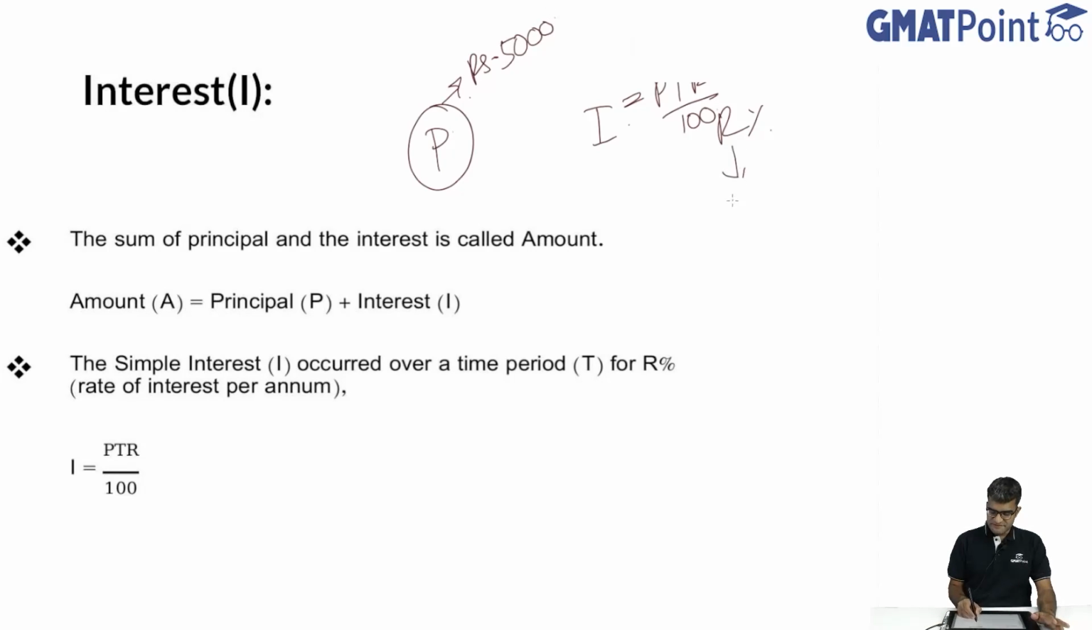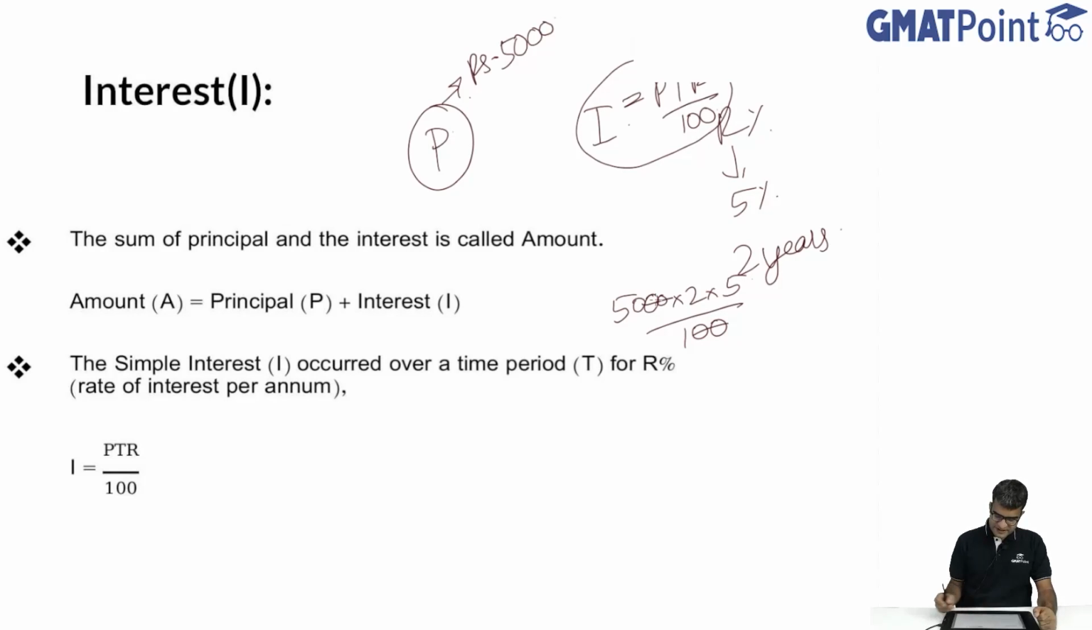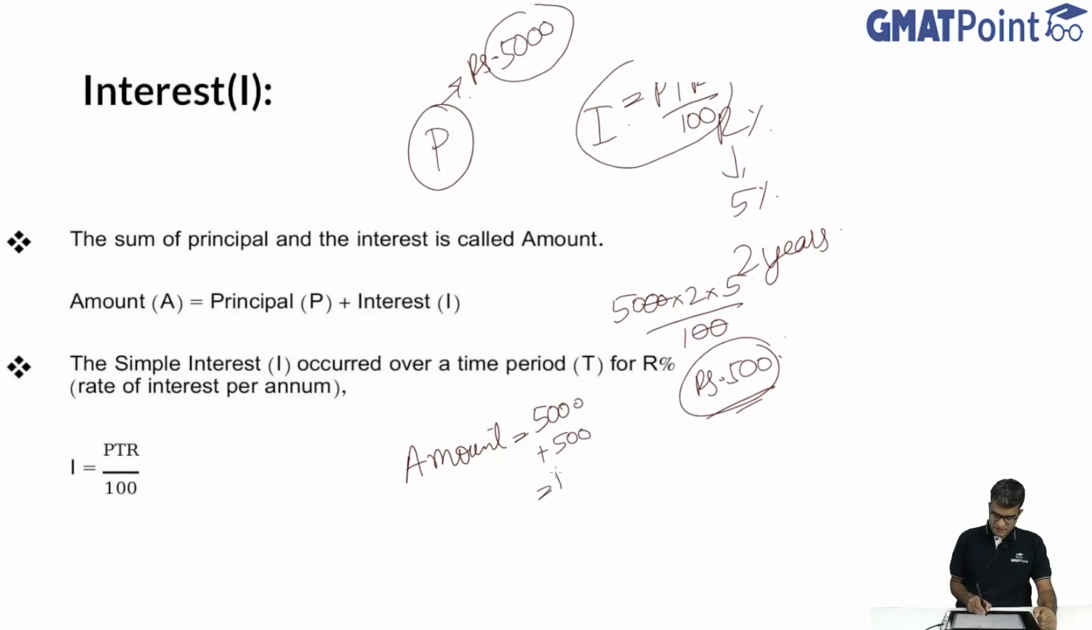The rate of interest is say 5%. And the time period for which this was borrowed is say 2 years. Then the simple interest that is accumulated will be 5,000 into 2 years into 5 divided by 100. We can simplify this. This will be equal to rupees 500. The principal is 5,000, the interest accumulated is 500. So the amount that has to be returned back will be equal to 5,000 plus 500, which is equal to rupees 5,500. Because amount is equal to principal plus interest.